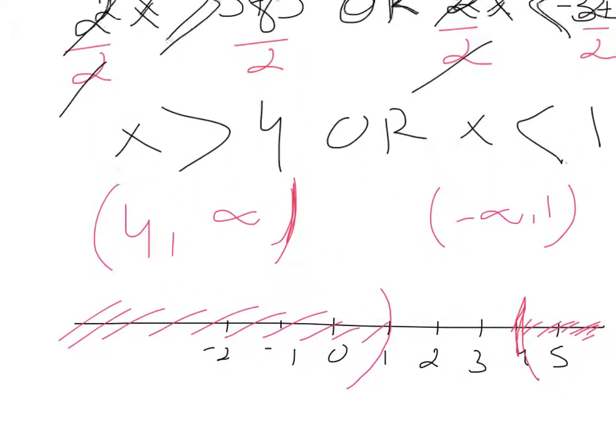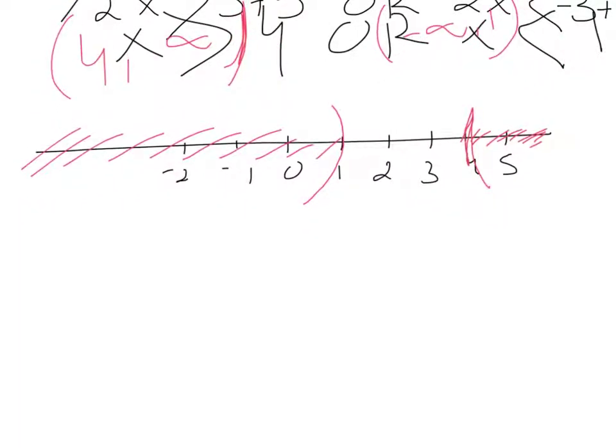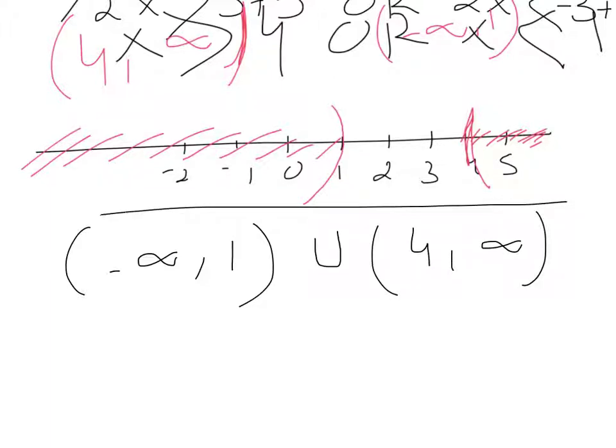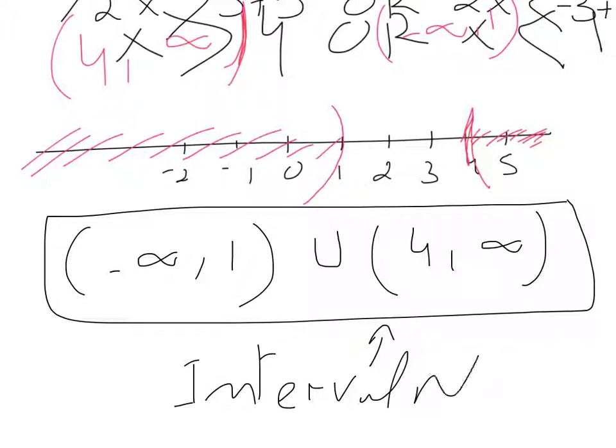Now how do we write the interval notation? This is from negative infinity to 1, union 4 to positive infinity, because we have or, so that's a union. This is called interval notation. All right, so I think we got the idea.